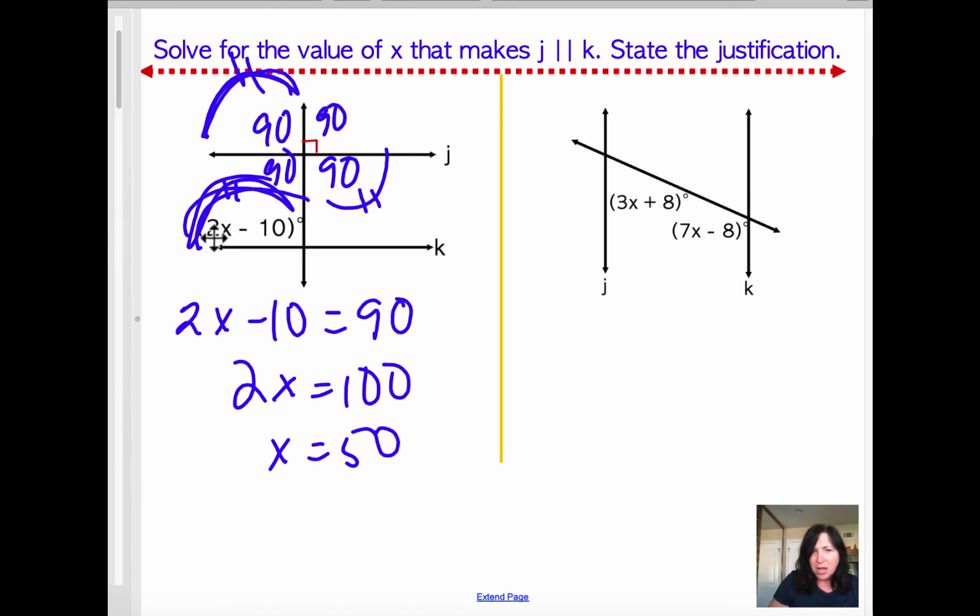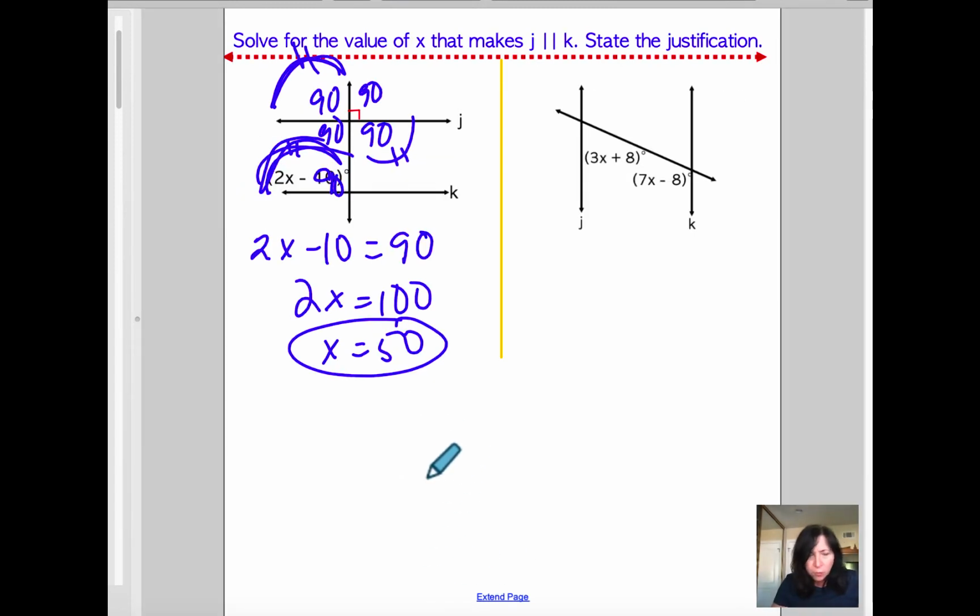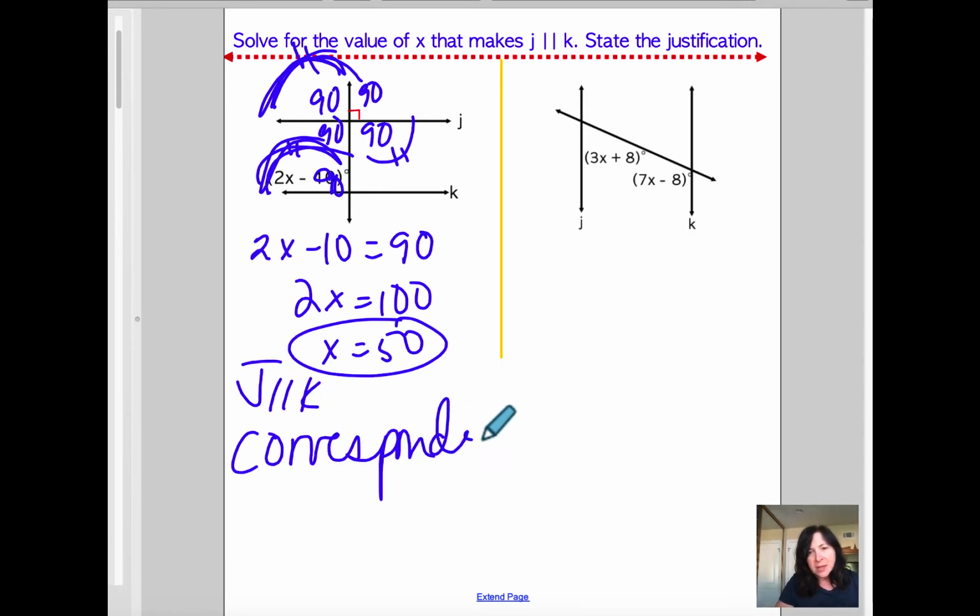So let's check. 50 times 2 is 100. 100 minus 10 would be 90. Those are supplementary. Those are congruent. Those are congruent alternate interior angles. So x equals 50, yes. But we have a multitude of ways that we would state the justification. You could say these top angles are congruent and therefore J is parallel to K because corresponding angles are congruent. You could say that.